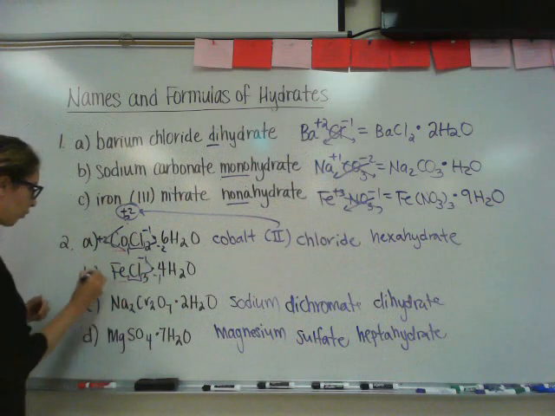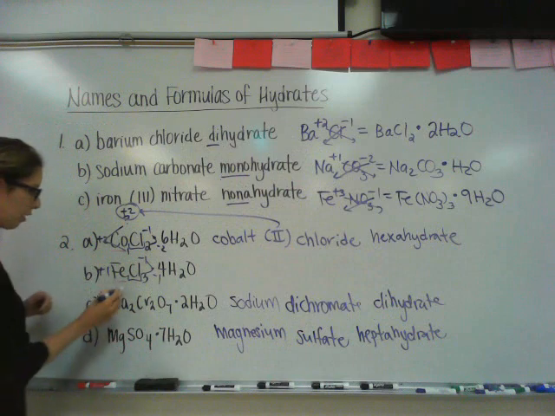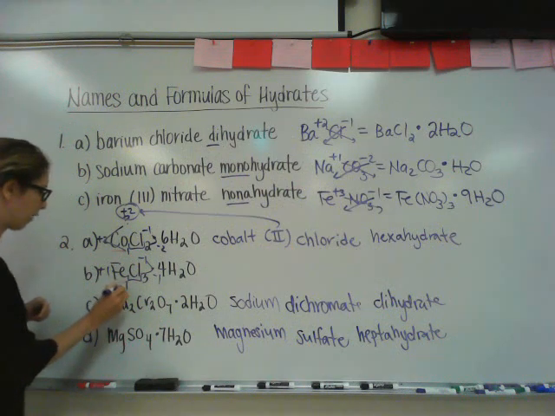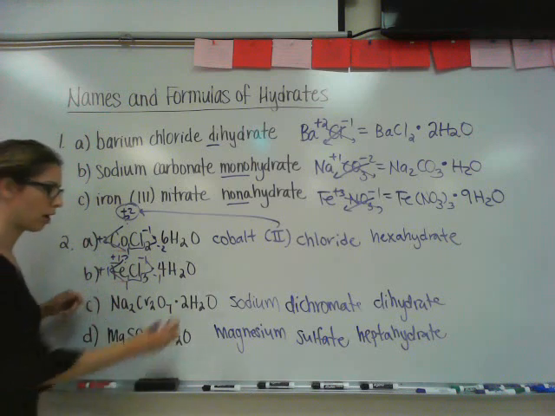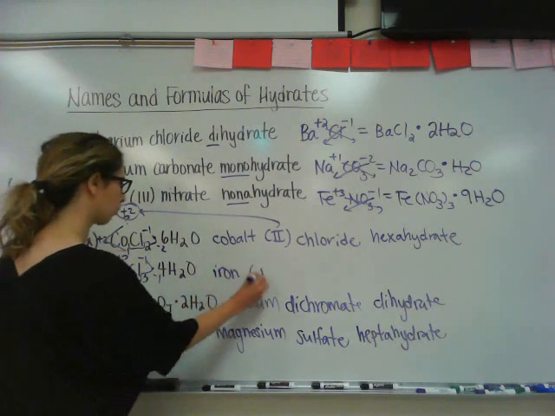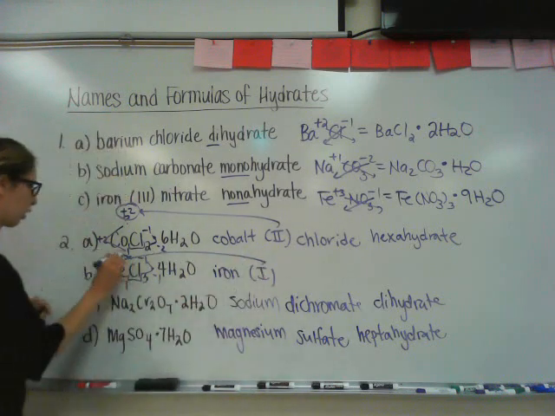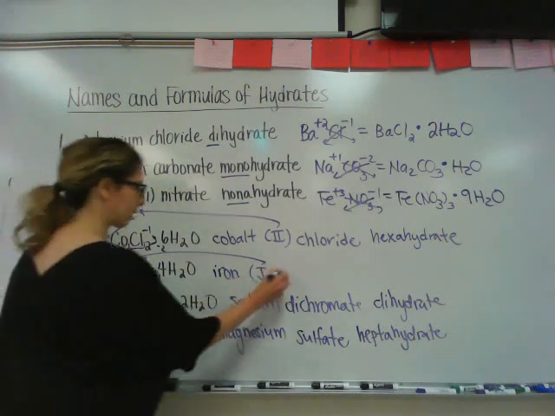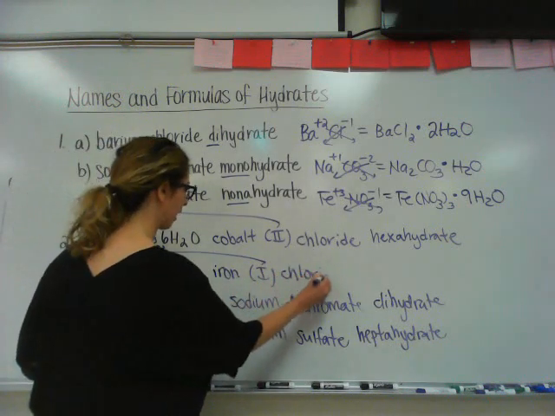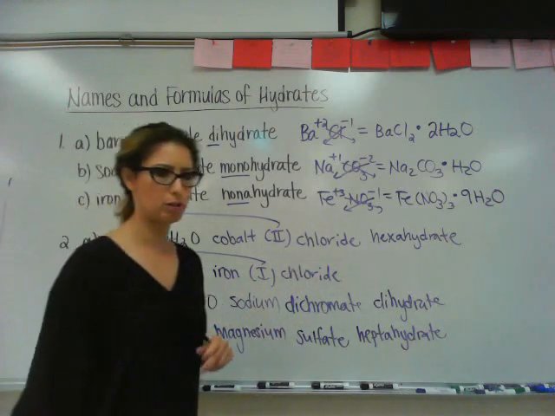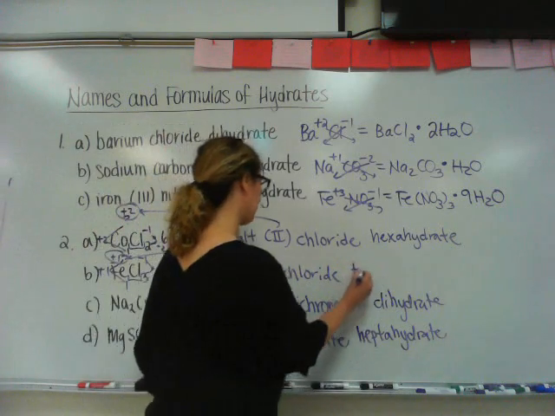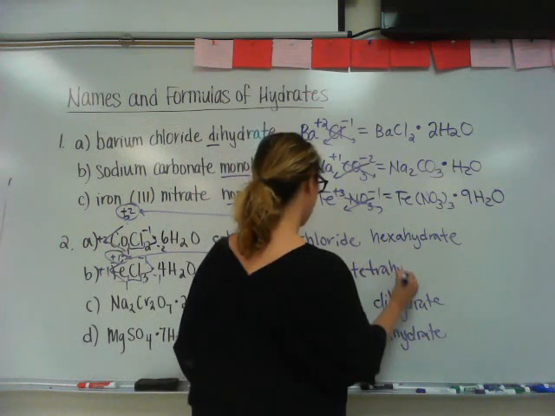Last one, you have 3 chlorine at a -1 charge. This is a -3 overall. You want a +3 overall on the Fe. If I have 1 Fe, 1 times what charge would give me this +3? A +3. So this is iron, Roman numeral 3 for the charge on the metal, and then that's chlorine without any oxygen attached, so it ends in ide. You have 4 waters, so you're going to use the prefix tetra. This would be tetrahydrate.